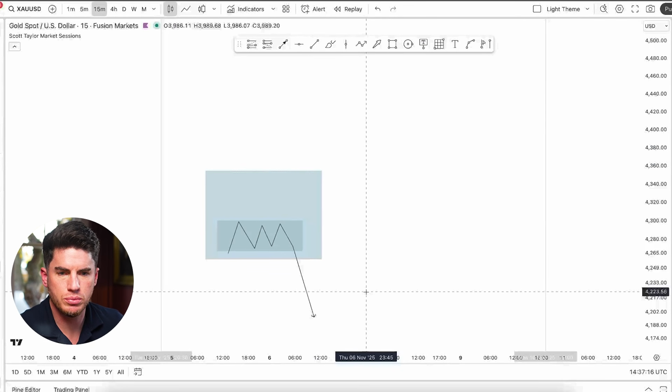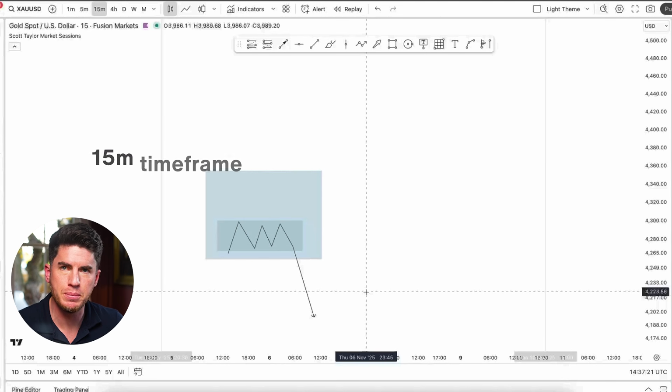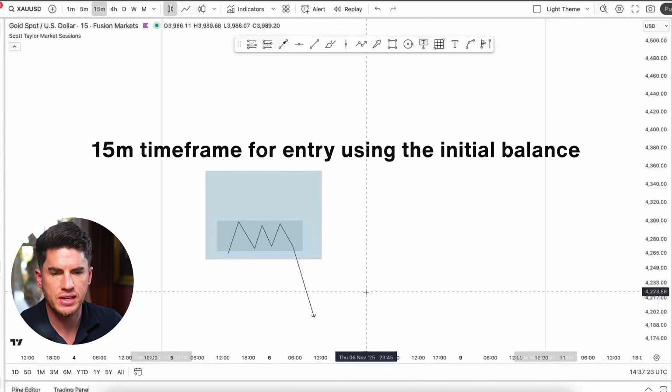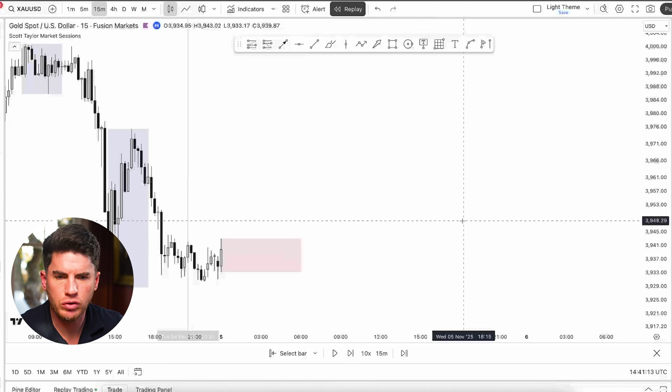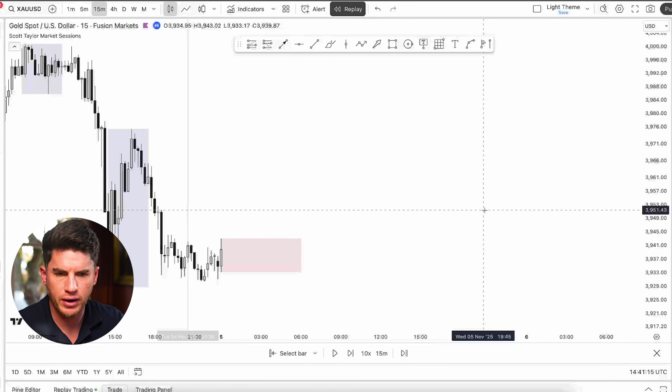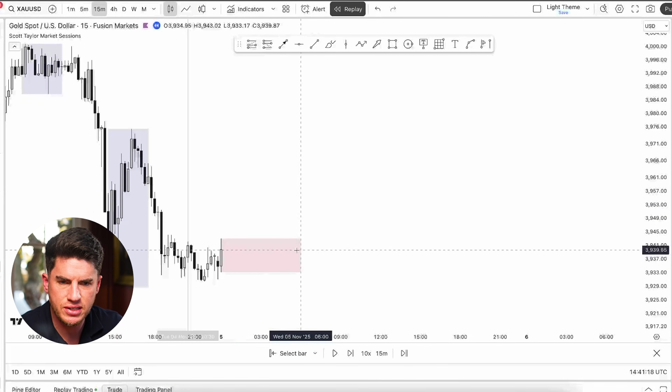So I'm going to be showing you some trade examples on gold using this, and we're going to be focusing on a 15-minute time frame for entry using the initial balance. And then later on in the video, I'll also show you how to put this strategy on steroids using a 4-hour confluence. So here we have gold on the chart on a 15-minute time frame. The Asia session is indicated in the pink.